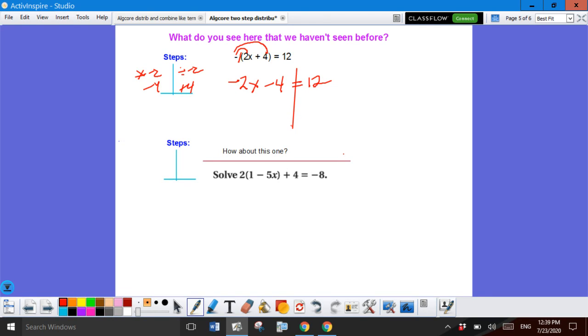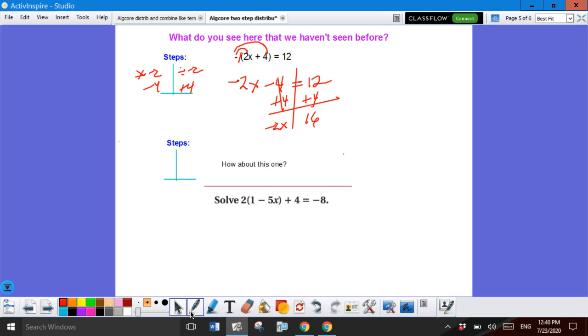All right, first thing we're going to do is add 4 to both sides, cross out. Drop the negative 2x. 12 plus 4 is 16. Second step, divide by negative 2. Cross out. x equals 16 divided by negative 2, negative 8. Okay, negative 8.